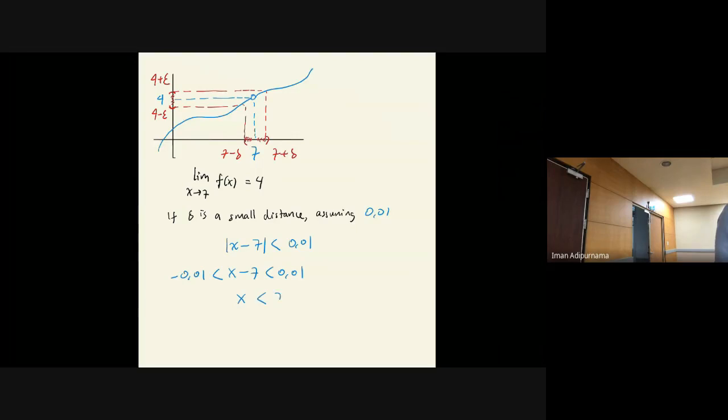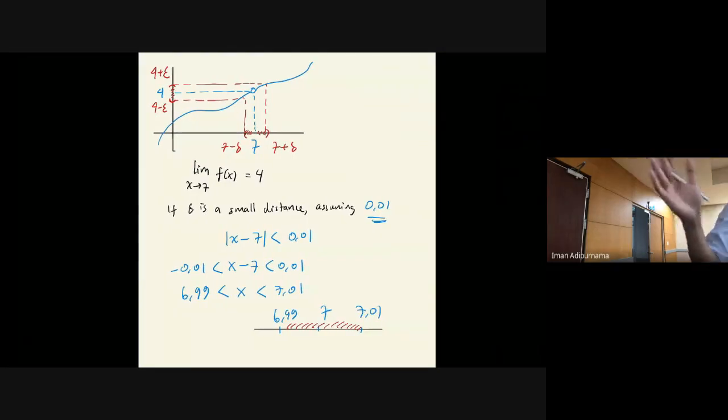So maybe here, if we assume delta is 0.01, any number within this interval is true for these equations. This is just an illustration to show you that what we are dealing with is a really small number. Maybe you are still confused, so I will go to the direct problem of this precise definition of limit.